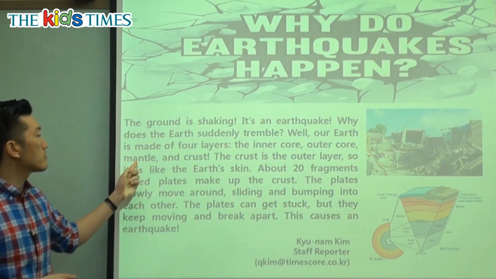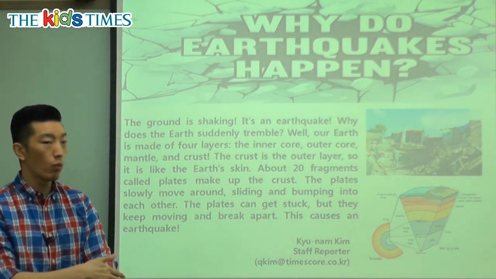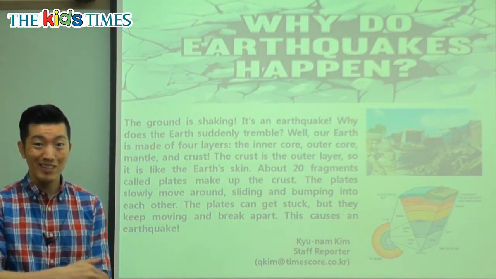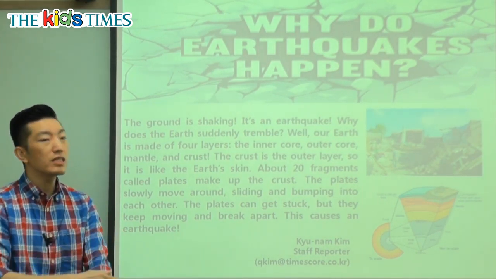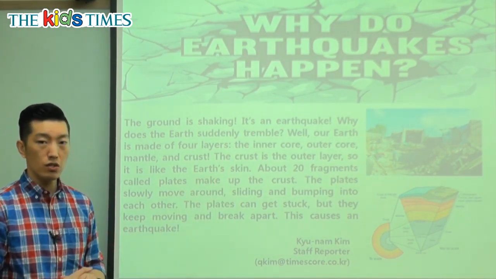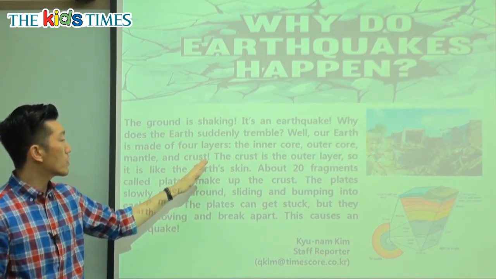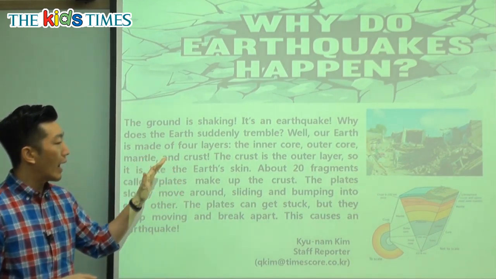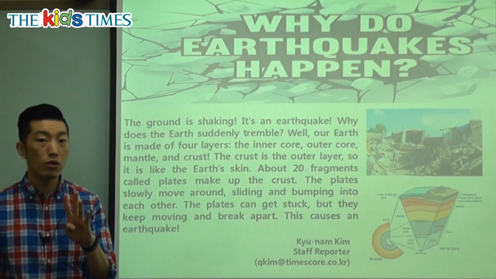Well, our earth is made up of four layers. Layers is more than one part. In the winter, we wear many layers. I have a t-shirt, then I have a shirt, then I have a jacket. So there's three layers. Same thing with the earth. There's multiple layers or different parts. The first part is the inner core. Also, we have the outer core, the mantle, and the crust. Our earth has four layers.